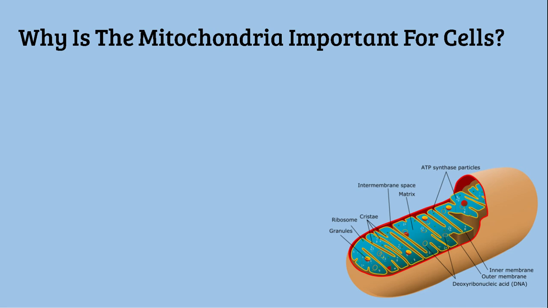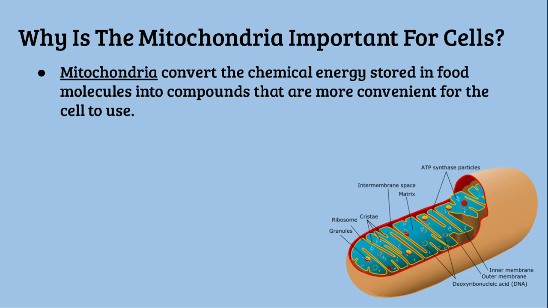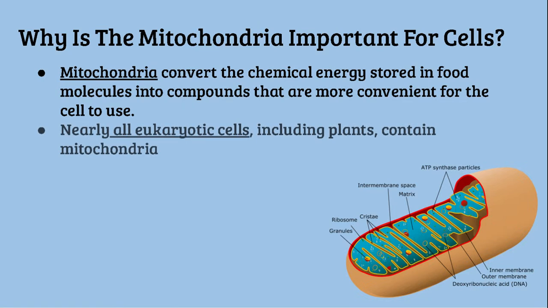Now, on to the very last organelle that we're going to discuss today, and that is going to be the mitochondria. Remember, the mitochondria's job is to take that chemical energy stored in food, maybe like glucose, and convert that into a compound known as ATP. That is a form of energy that our cells are able to use.